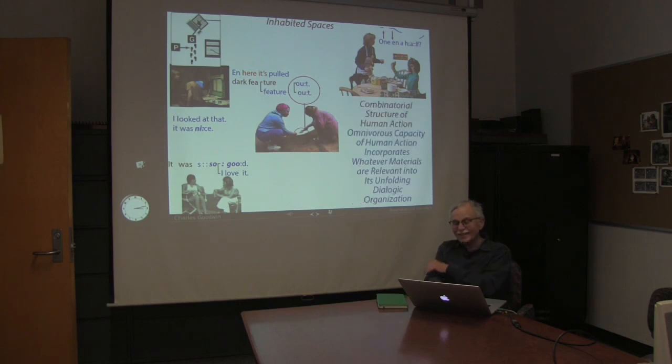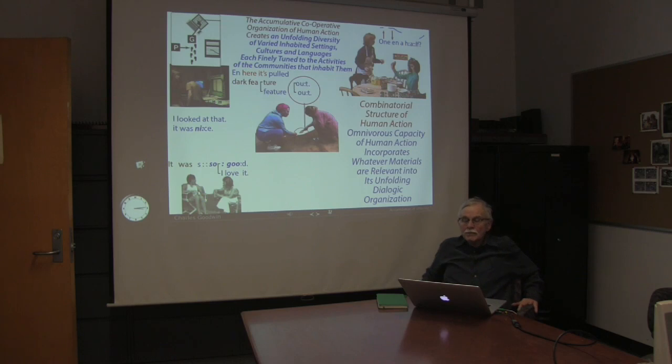And what this does is, a first thing is that there's the combinatorial structure of human action. And as I've indicated all along, this combination is incredible. Human beings have this omnivorous capacity to incorporate whatever materials are relevant into the unfolding dialogic organization of action. But the crucial thing I want to get at is that the cumulative cooperative organization of human action creates an unfolding diversity of varied inhabited settings, cultures, and languages, each finely tuned to the activities of the communities that inhabit them.